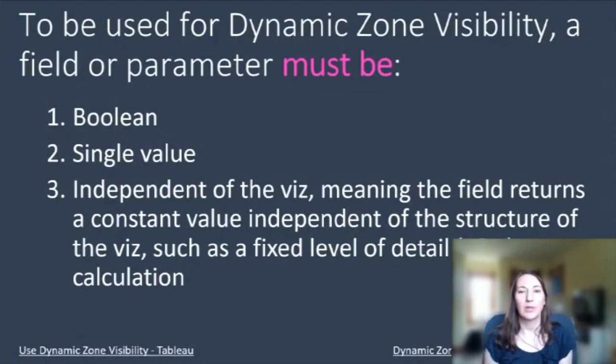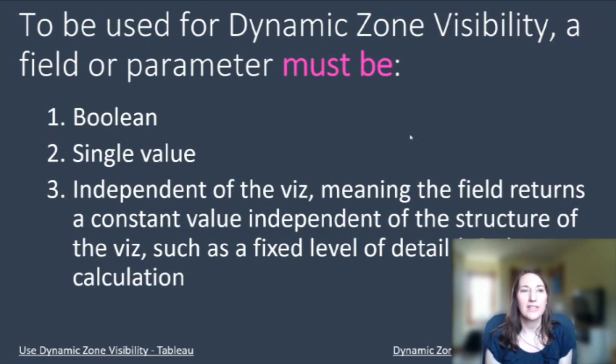Mark Reed also did a blog about this that goes into more detail. He's got several examples of calculations that work and some that don't, and some use cases. I highly recommend reading that too if you're looking for more information. But basically what you need to know is that in order to trigger the dynamic zone visibility, you've got to use either a calculation or a parameter that is Boolean, that is single value. And honestly, to me, those seem redundant, but we'll just roll with it.